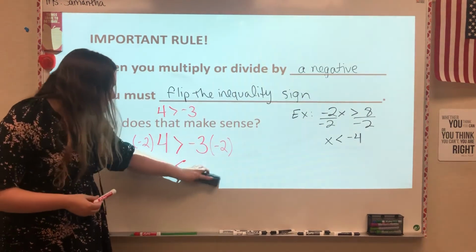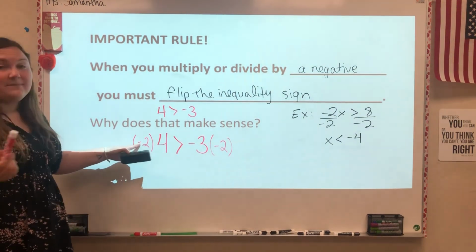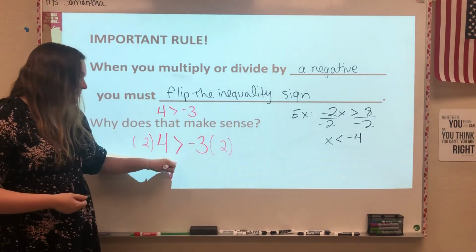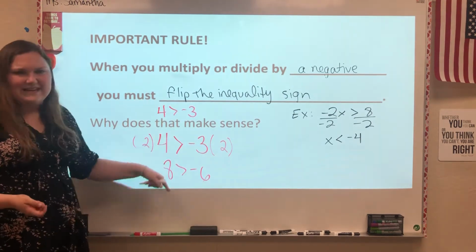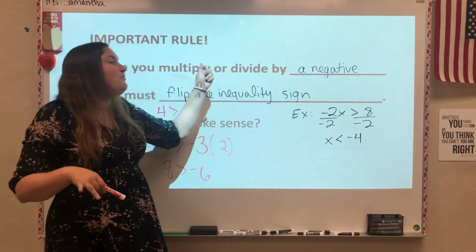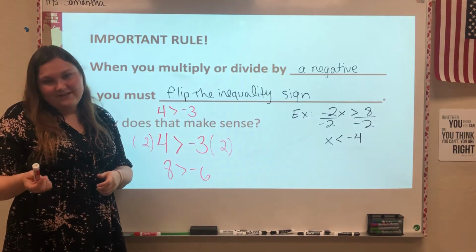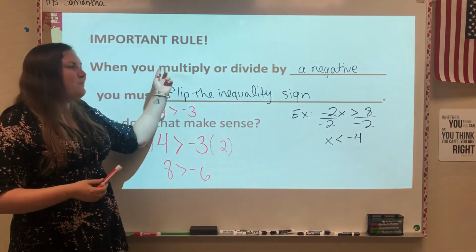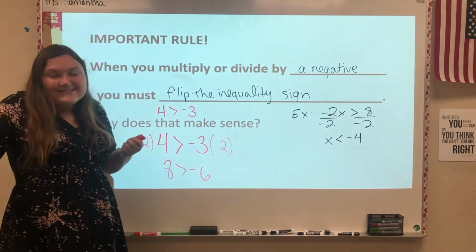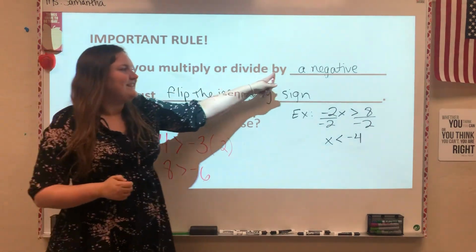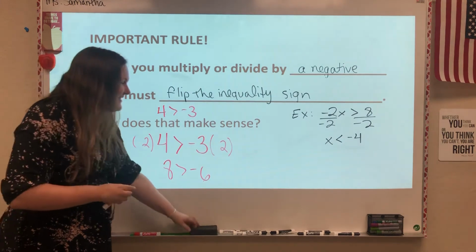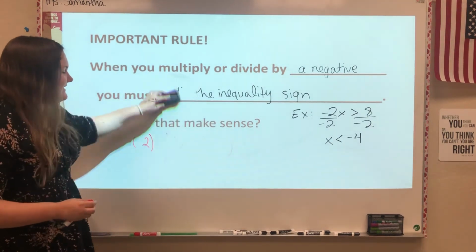Now if we had done that same problem with a positive, I wouldn't need to flip the inequality sign. It would stay the same. So that's where this negative part comes in. It is only when you multiply or divide by a negative that you need to flip the inequality sign. If you're multiplying or dividing by a positive, it's going to stay the same. If you're adding or subtracting, it's going to stay the same. It's only this right here. So keeping that in mind, we're going to look at 2 examples of this.